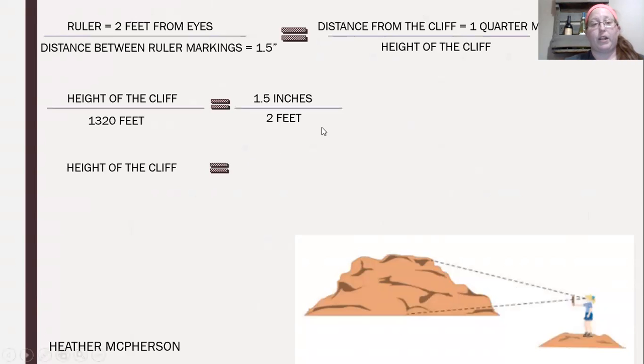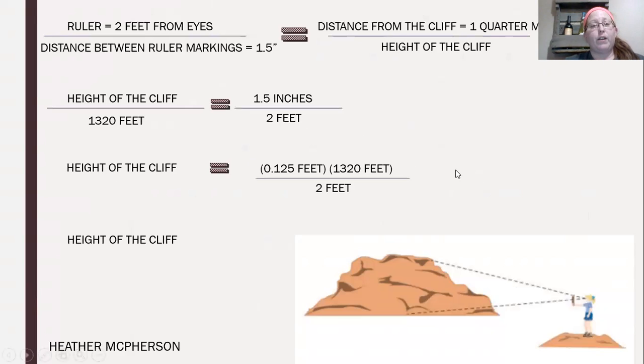Other than going into all feet, we also are going to multiply this 1,320 feet to both sides. That way we can get height of the cliff by itself. So it's going to be height of the cliff equals 0.125 feet, which is 1.5 inches made into feet, times 1,320 feet divided by 2 feet. So the height of the cliff is going to approximately be 83 feet.